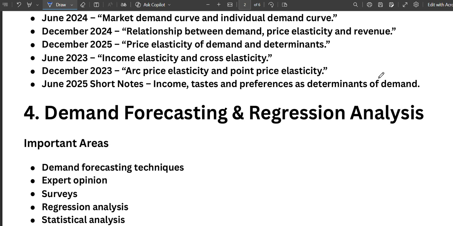The next topic is demand forecasting and regression. Here I am just saying the most important topics and in which question papers they have appeared, so you can predict that these questions will appear in this exam, the June 2026 terminal examination. I am just discussing the questions only.